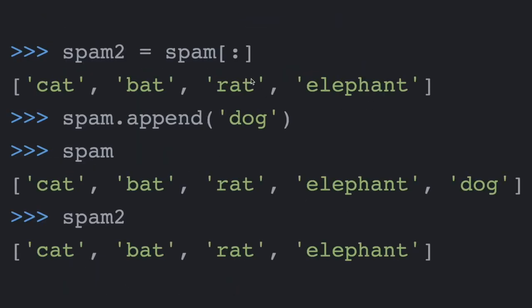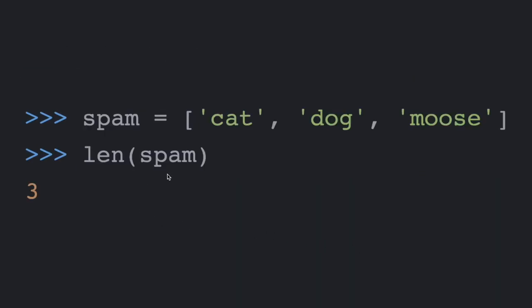If you slice the complete list like this, it's going to create a copy. So now we have the original list, spam, and spam2. If we use .append to add an element, the original list now has dog, but the copy does not have dog at the end. And we can use the len function to get the length of the list. There's 3 items in that list.